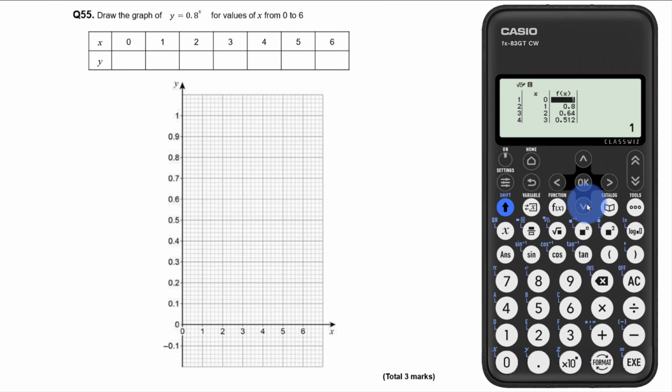So when x is 0, f of x is 1. When x is 1, I get 0.8. When x is 2, I get 0.64. When x is 3, I get 0.512. I'm going to round it off to 0.51, just stick with 2 decimal places. Next one is going to be 0.41 to 2 dp, and then 0.33, and then finally 0.26.